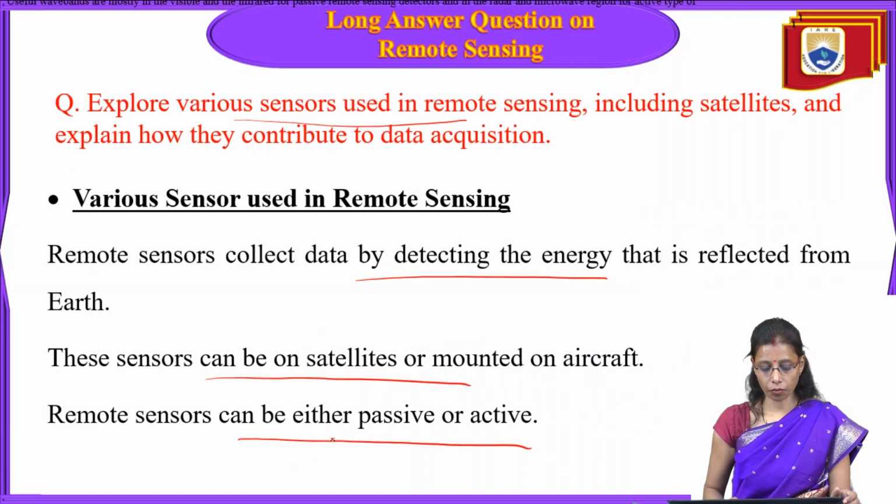So this is how, first of all, we have to see the various sensors used in remote sensing. What are the different sensors? We have two types of sensors here: active sensors and passive sensors. Active sensors have all-weather capability, so they will be helpful in all weather conditions, whereas passive sensors are totally dependent on sunlight. Wherever sunlight is available, that type of sensor will work.